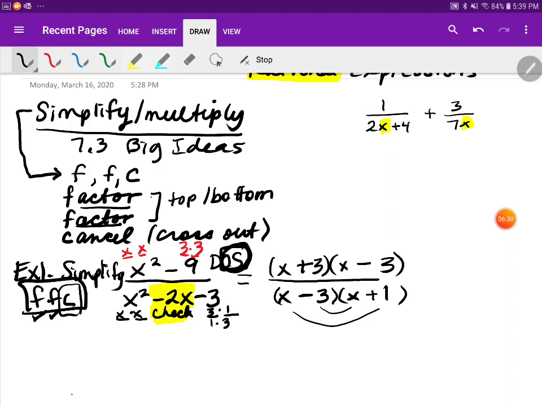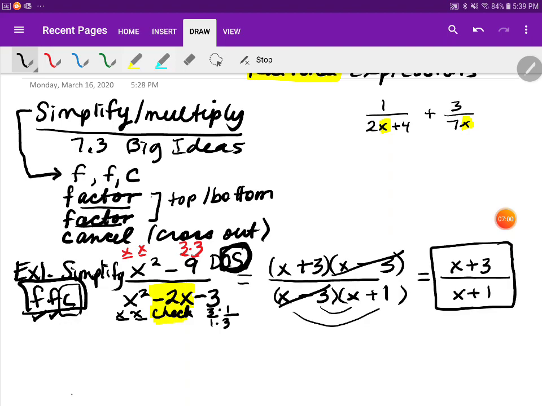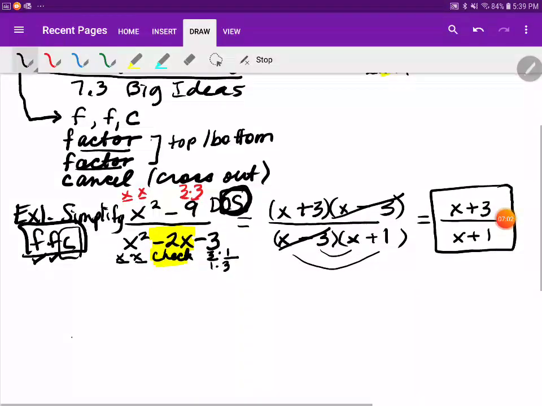So the c means you can cross out things that match. So you can cross out the x minus 3 and the x minus 3 because they match. You have to have one from the top and one from the bottom. And then the only thing that's left on the top is an x plus 3, and what's left on the bottom is an x plus 1. And then that's the final answer. So that is example 1. That's an example of simplify.